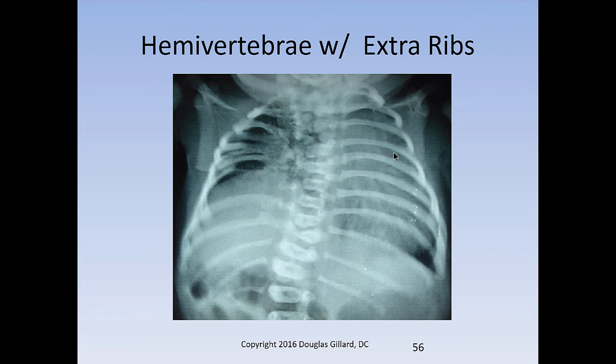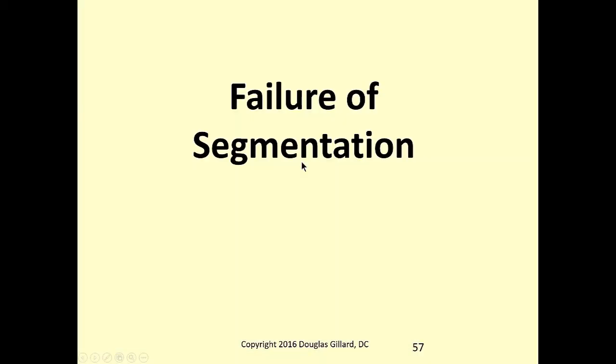How about this one? We actually saw this already, right? There's extra ribs. Lots of hemivertebrae. It's hard to see. We would need a CT or an MRI.